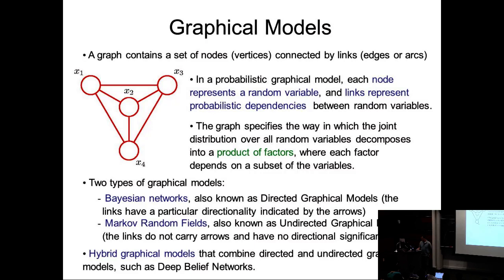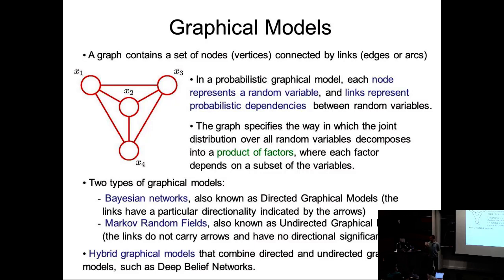The graph also specifies how the joint distribution over all of these random variables decomposes into a product of factors, where each factor depends on a subset of the variables, okay? So it will have a very specific semantic structure.